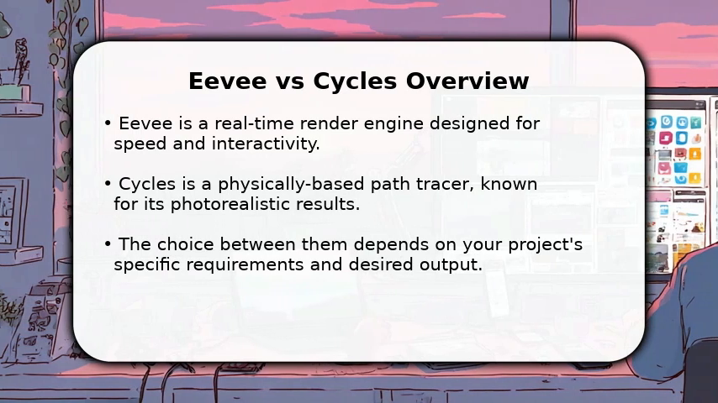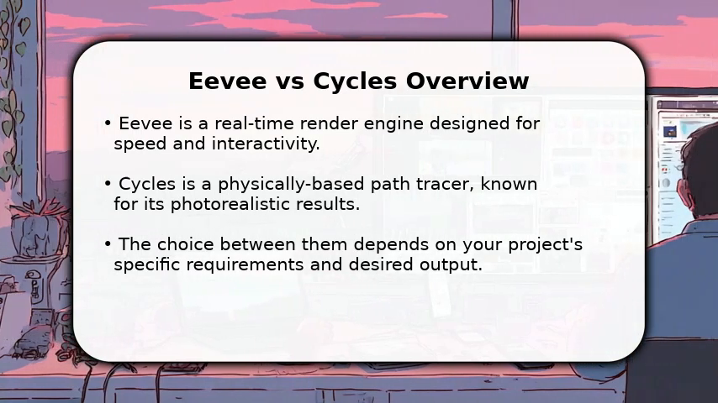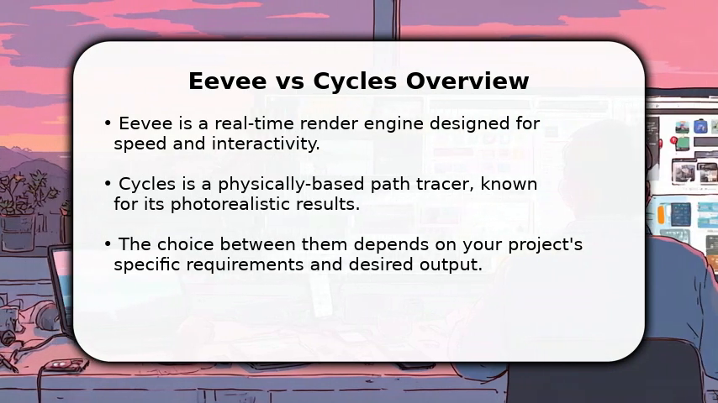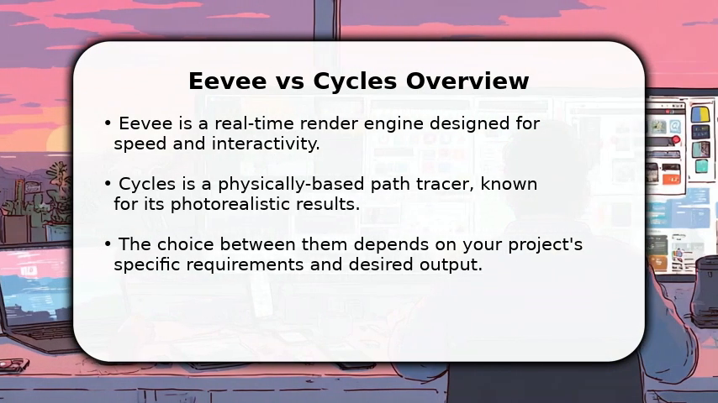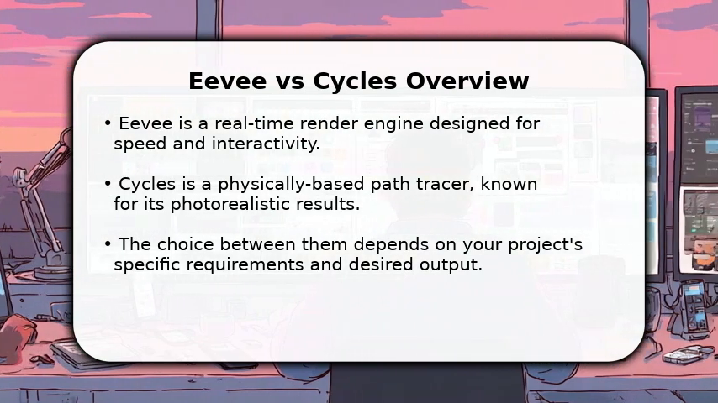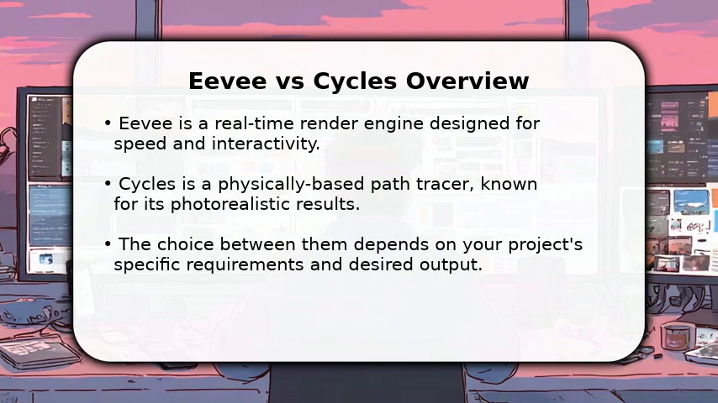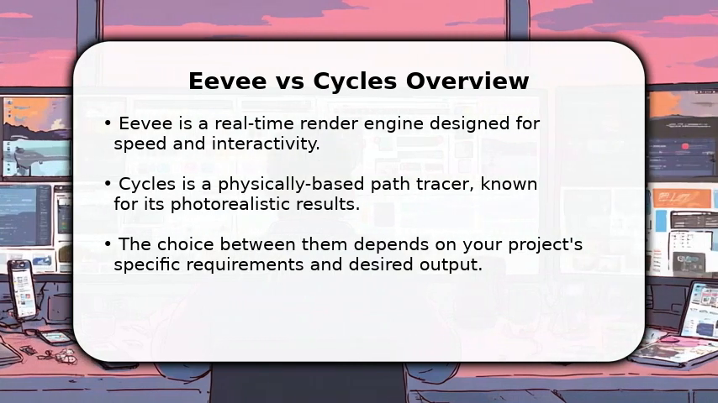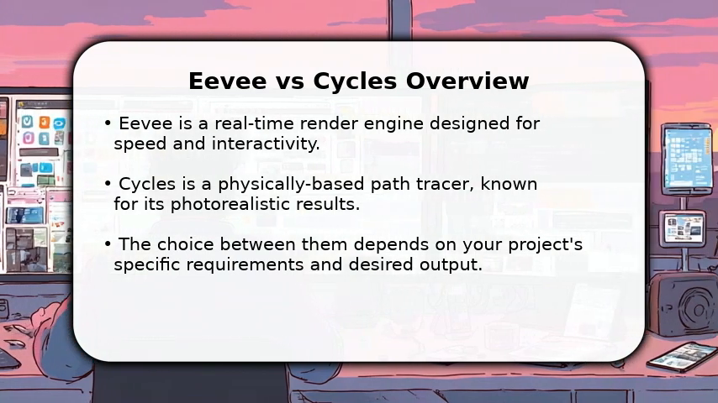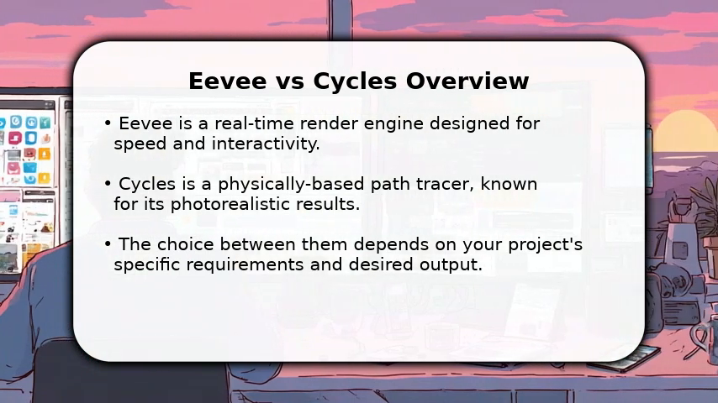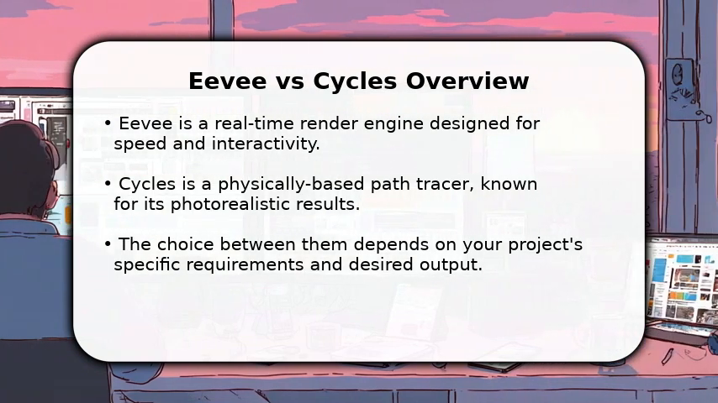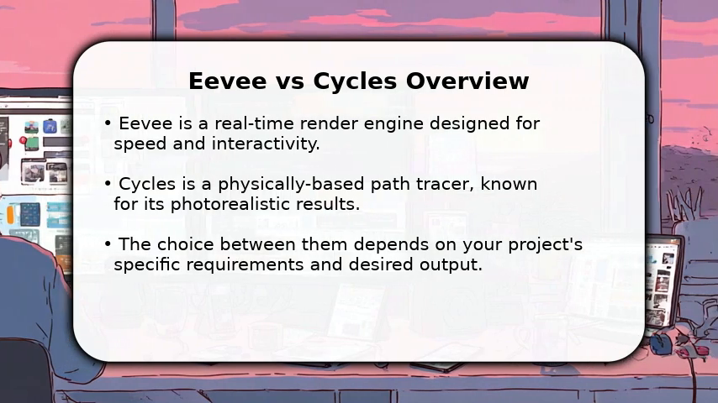In this video, I will compare Eevee Render versus Cycles. Eevee is Blender's real-time render engine, offering incredible speed and immediate visual feedback, perfect for quick iterations and animations. Cycles, on the other hand, is a physically based path tracer, renowned for its stunning photorealistic results through accurate light simulation. Understanding their core differences is key to choosing the right tool for your three-dimensional projects, whether you prioritize speed or ultimate realism in your final output.